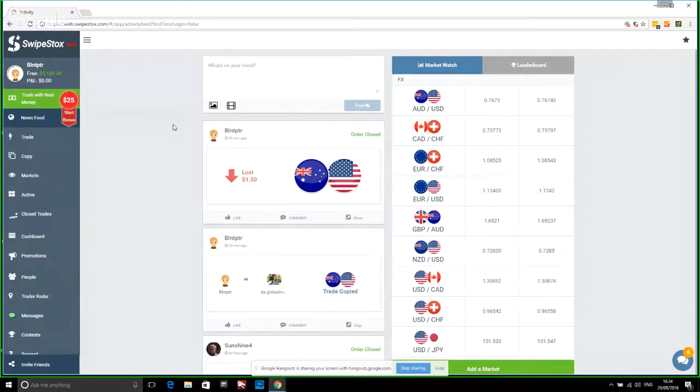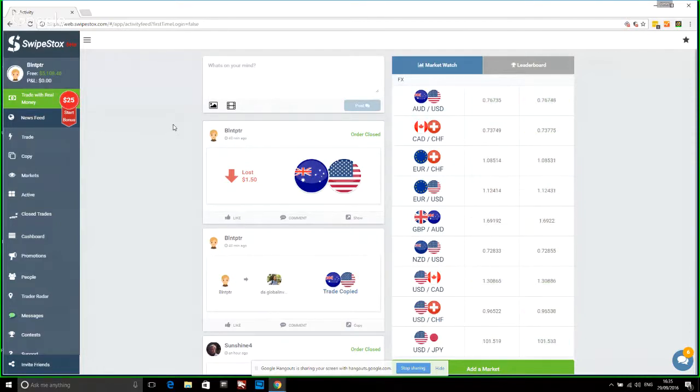So this is the page that welcomes you after you open your demo account. Now, it's important to point out that at this stage, you only have a SwipeStox social trading account. This account allows you to trade with demo money and not with real money. So this alone won't be enough for our 100,000 euro group investment challenge. You will also need to open a real account.